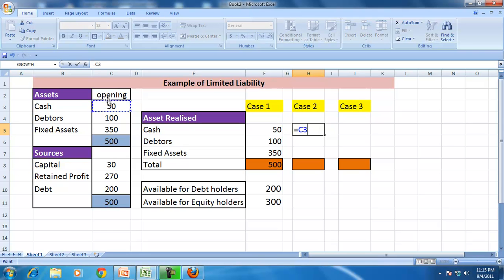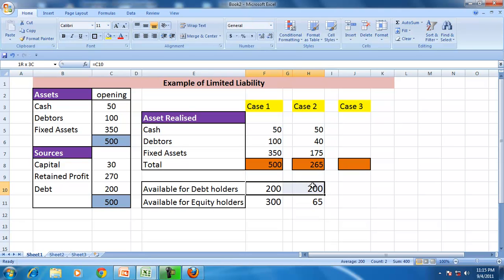But let us see the second case. In second case, the cash is the same. The debtors we are able to realize only suppose 40%, and the assets you are not able to realize the entire money. You are able to realize only 50%. So the amount available is 265. If that is the case, the debt holders will get 200, whereas the equity holder will get the balance money. Okay, so in both the cases the debt holders are getting full.